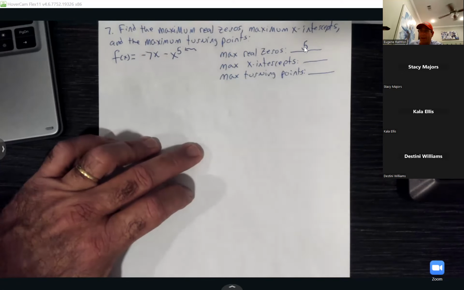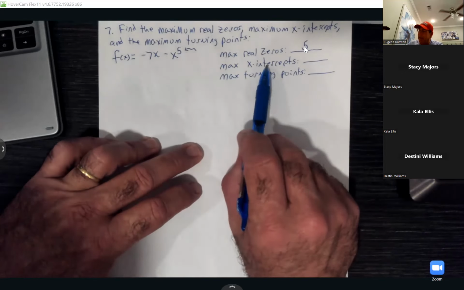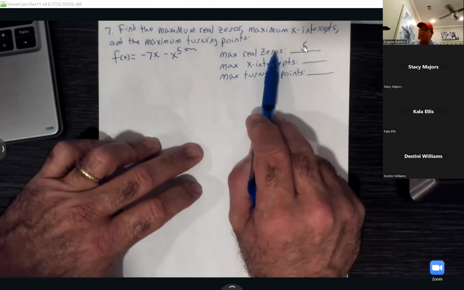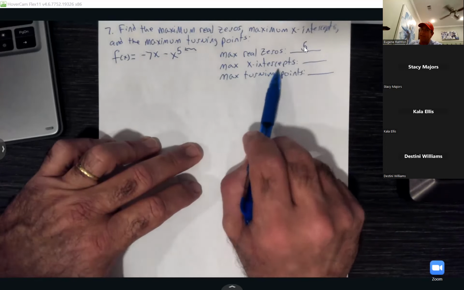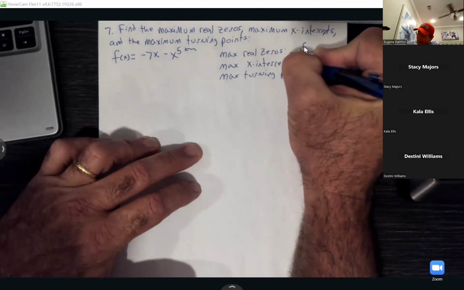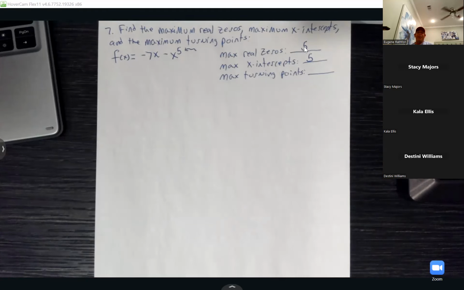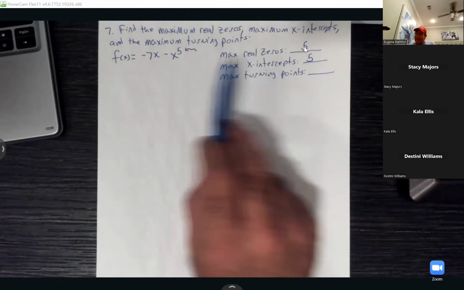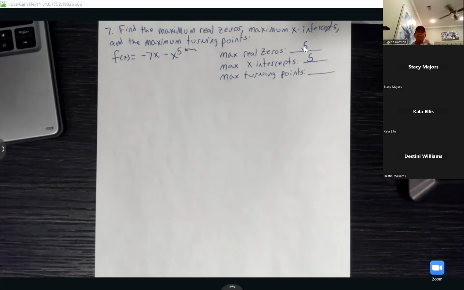Now y'all remember this. X-intercepts and zeros are the same things. So if these real zeros is 5, then those max intercepts, they better be 5 also. So the one that's different is the max turning points. So if I got a degree 5, what is the maximum number of turning points I can have?